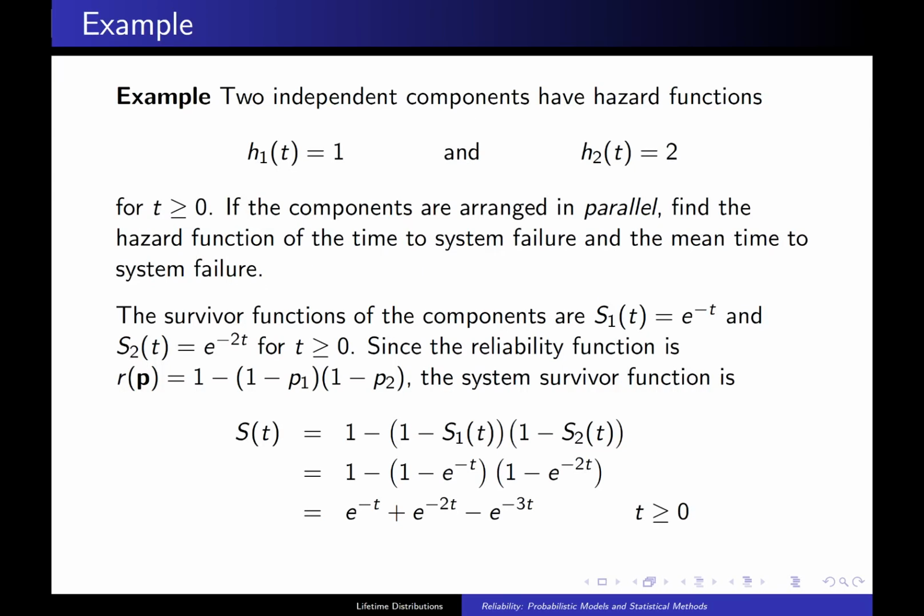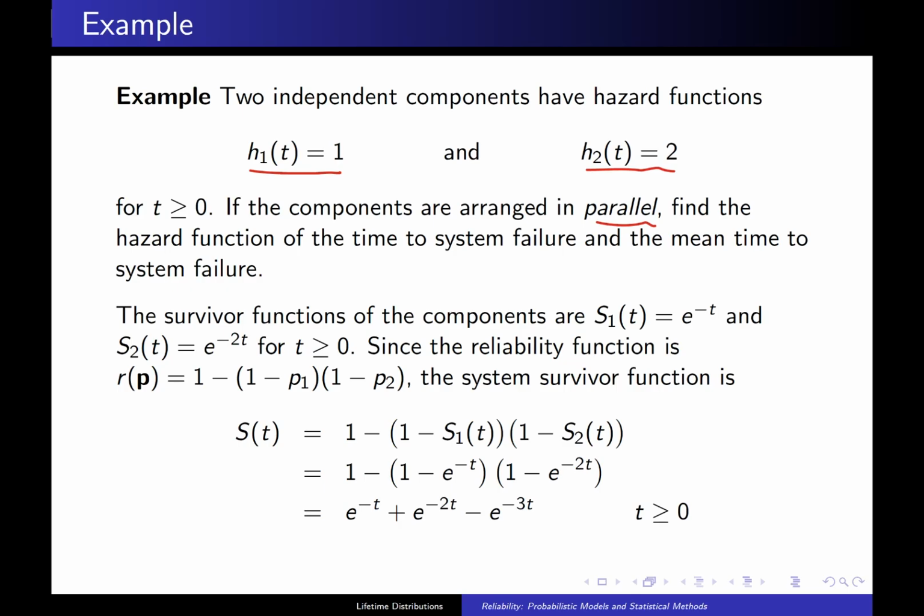We saw in the previous example that when you have a series system of two components and each of those components has the exponential time to failure, then the system will also have an exponential time to failure, and the hazard function will be the sum of the hazard functions of the two components. So in this new example, we're going to look at placing those same two components in parallel, and the first component will again have a hazard function of 1, and the second component will have a hazard function of 2.